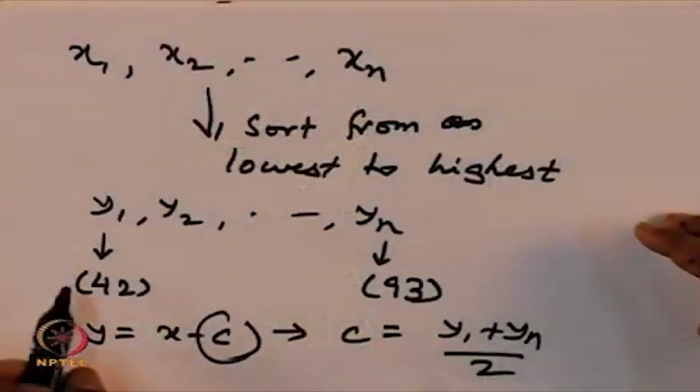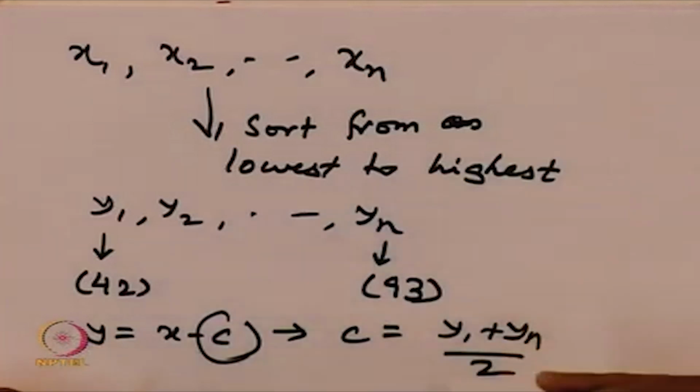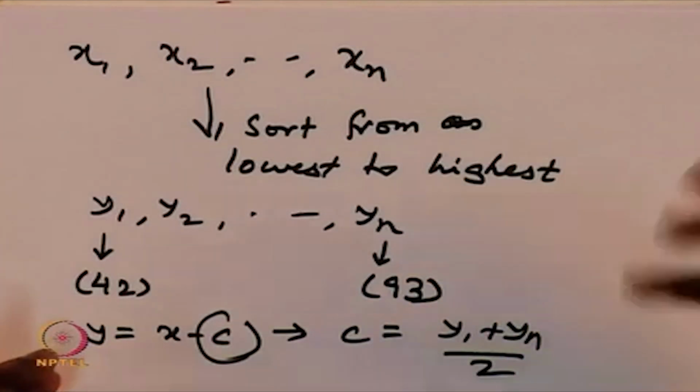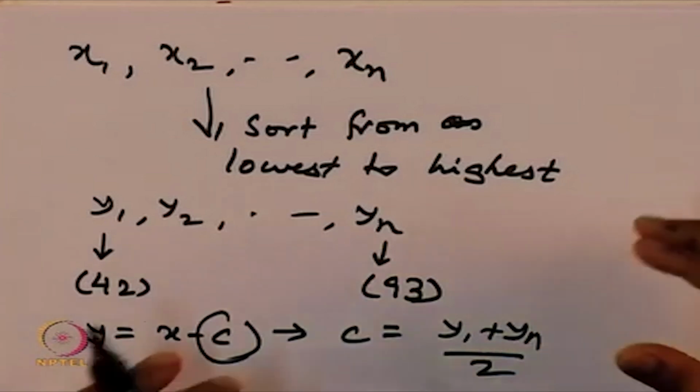You sort the numbers from lowest to highest, you identify the numbers, and you roughly choose c. So, again we did not put c exactly as 42 plus 93 by 2, because again the process would have been much more difficult to do by hand. We wanted an approximation which is easy to implement and where we can see by hand what we are doing. Okay. So, let us just take one more example, which is the next example.